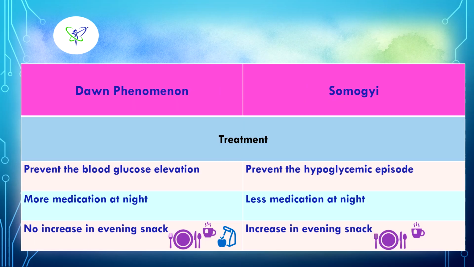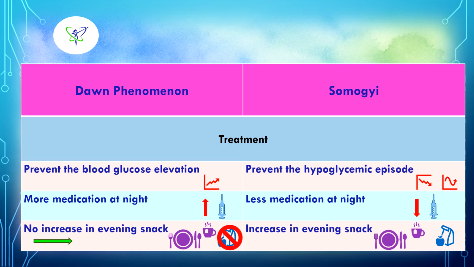The treatment for dawn phenomenon is to prevent the blood glucose elevation. The way we do that might include more medication at night. We also would not increase an evening snack. The treatment for Somogyi focuses on preventing the hypoglycemic episode. We do that by maybe less medication at night or an increase in the evening snack.